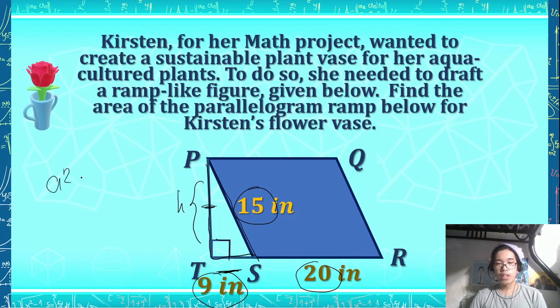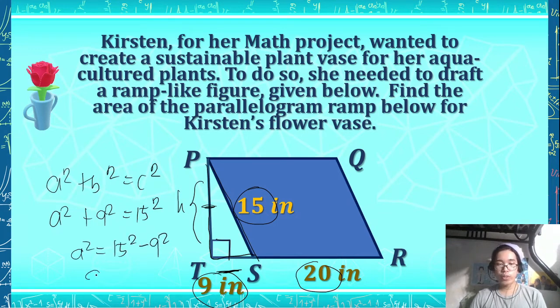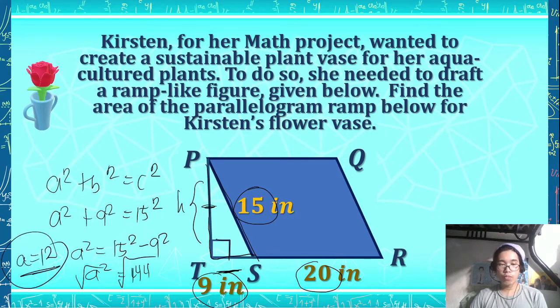That's just going to be a squared plus b squared is equal to c squared. We're going to use the Pythagorean theorem. So that's going to give us a squared plus 9 squared is equal to 15 squared. Therefore, a squared is equal to 15 squared minus 9 squared, and that should just give us 144. If we take the square root of both sides, we get that the value of a is equal to 12. So there you go, our height is equal to 12.